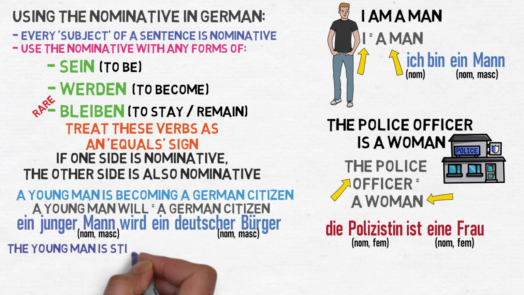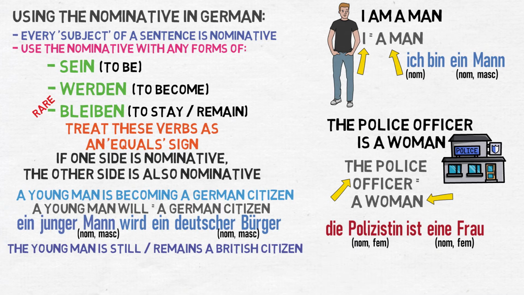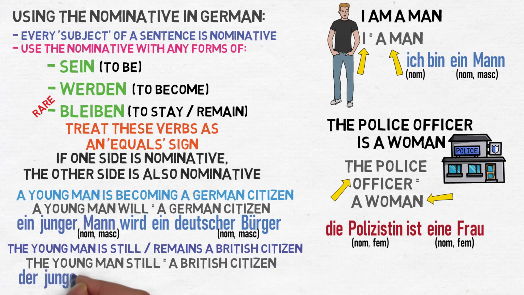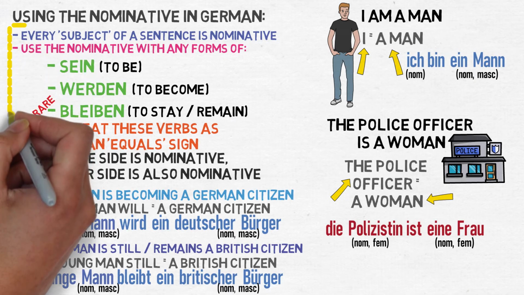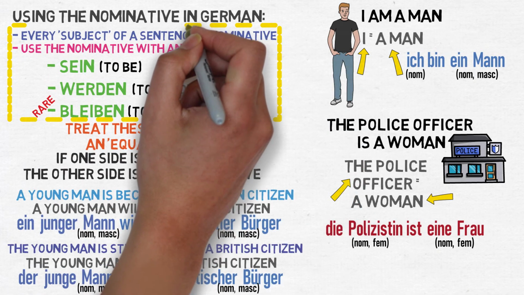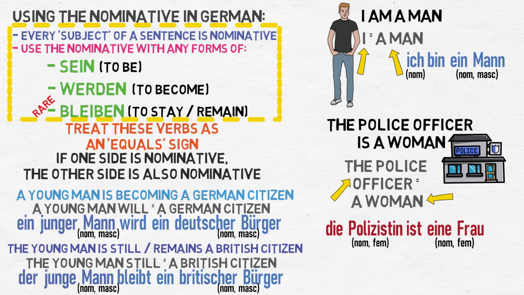The young man is still or remains a British citizen. The young man still equals a British citizen. Der junge Mann, masculine nominative, bleibt ein britischer Bürger, masculine nominative. Hopefully that analogy makes sense, but if not, simply learn that sein, bleiben and werden are used with the nominative case.